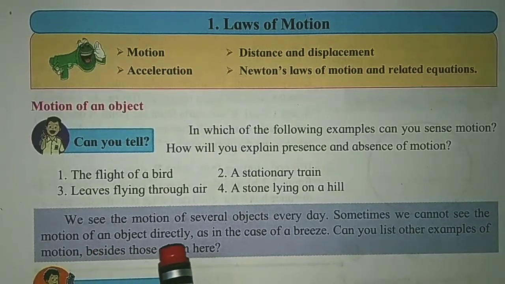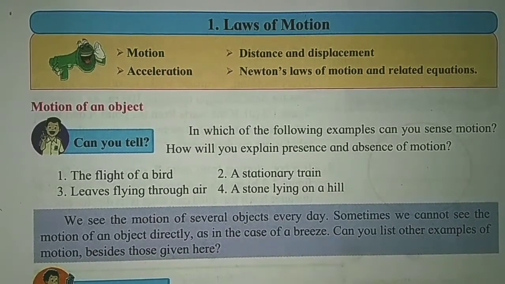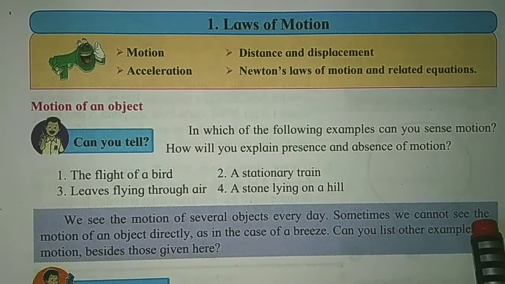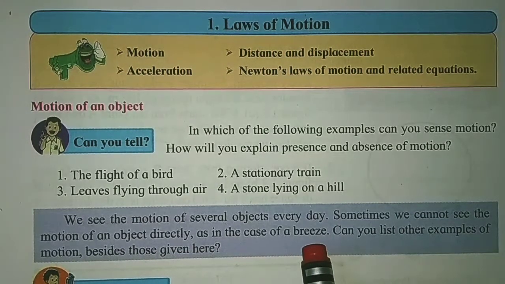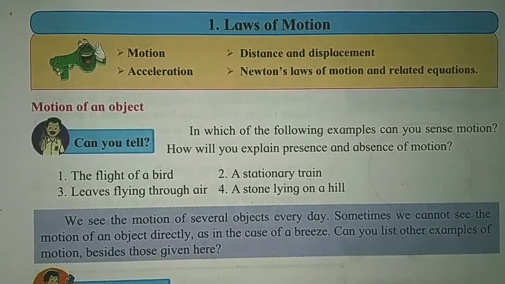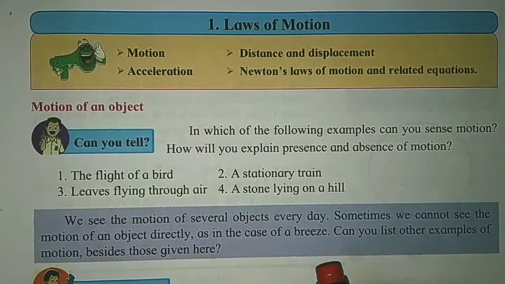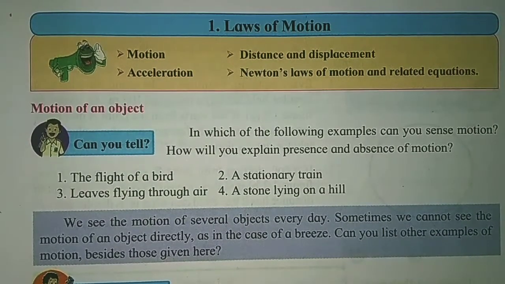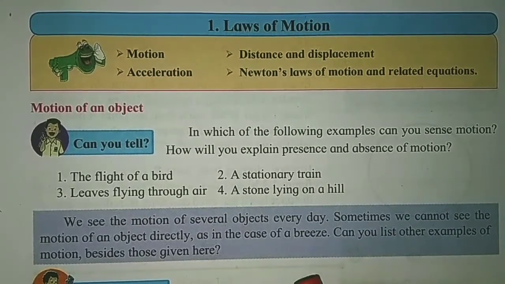We see the motion of several objects every day. Every day we see many objects are moving. Sometimes we cannot see the motion of an object directly, as in the case of a breeze. So you see that the air is moving, the breeze is coming and going, but we cannot see it. We just see the moving of objects like curtains because of the breeze, that we say the air is moving.